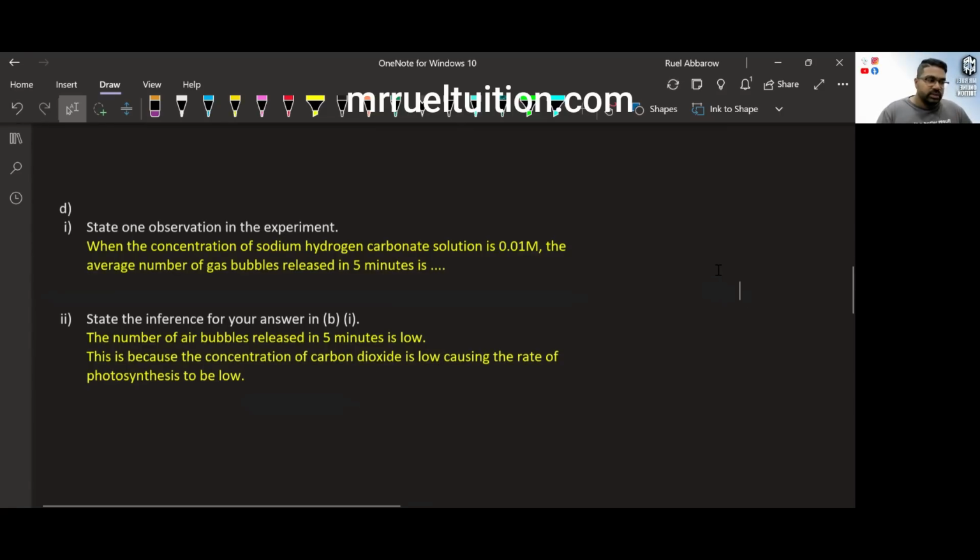So in bio, your inference should be a little bit more elaborate compared to your chemistry. Here, the number of air bubbles released in 5 minutes is low. This is because the concentration of carbon dioxide is low, causing the rate of photosynthesis to be low. We can see this type of format of answers in the mark schemes this year. You can see when you go through them. So this is my sample answer for observation and inference.